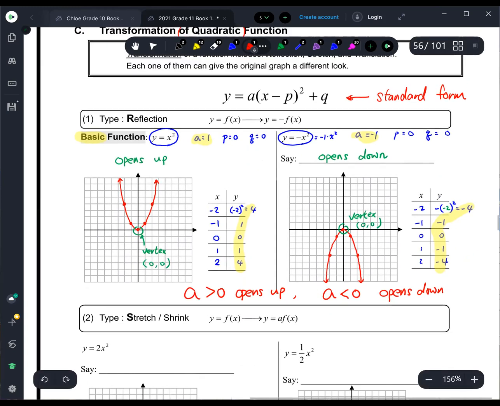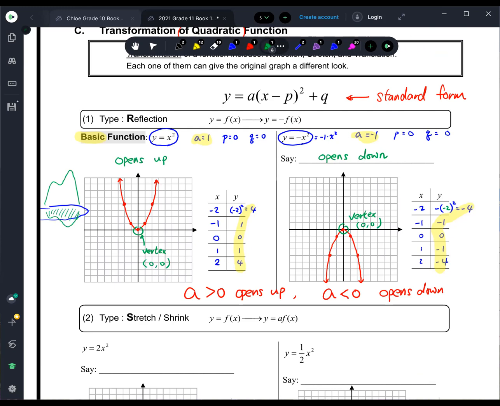Okay, we can also call this kind of change a reflection. It's like looking into the lake, right? You can see the reflection of the mountain, and it's upside down. So here's the lake, here's the mountain, but in the lake, the reflection will be like this. Okay, upside down.